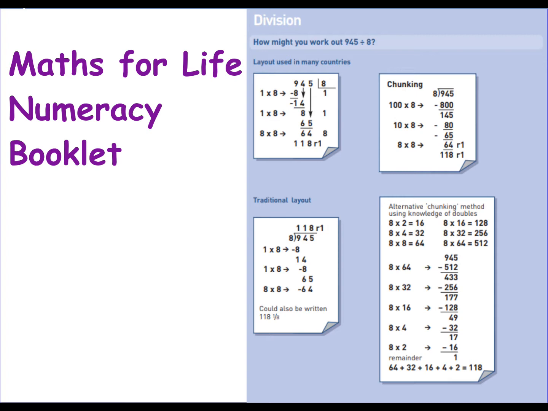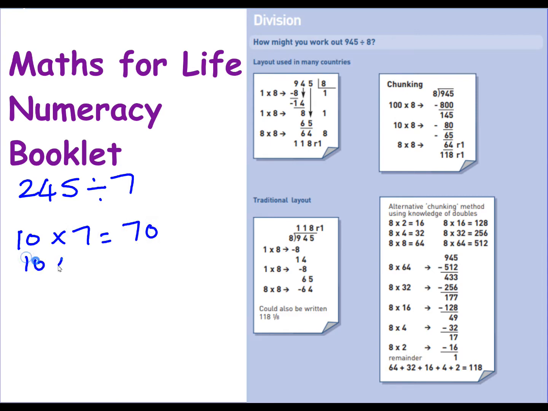Again, there are lots of methods for doing division that are detailed in the Maths for Life numeracy booklet if you'd like to have a look at it. So let's look at another method, for example, chunking. So looking at our original question of 245 divided by 7, I'm looking for chunks of 7s to go into 245. So if I multiply 7 by 10, I get 70.